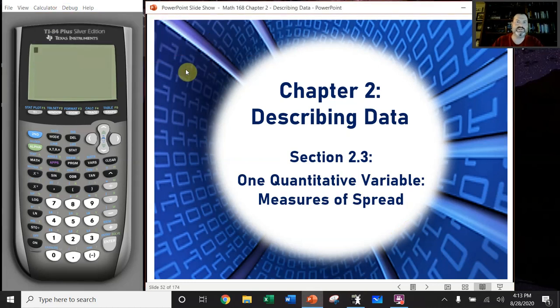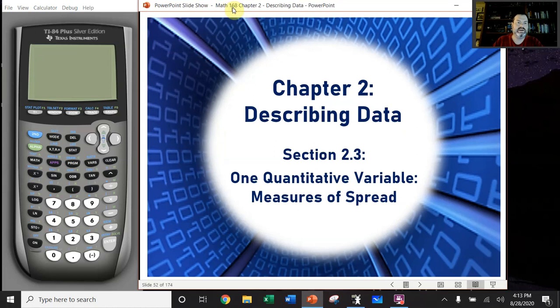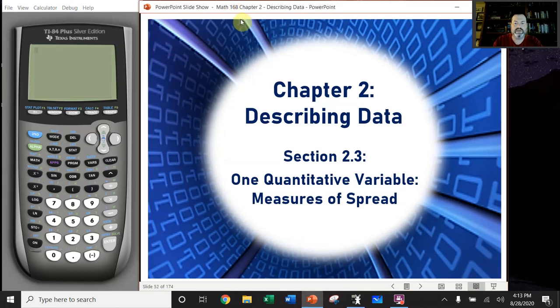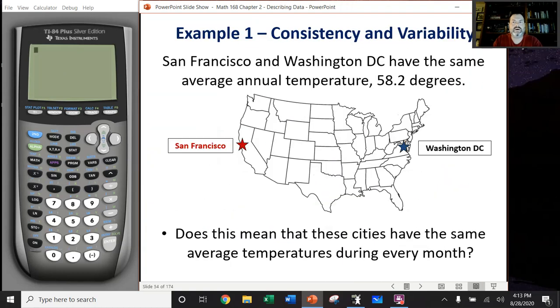So we're going to do section 2.3, and 2.3 is a continuation of the previous section. So 2.2 and 2.3 are really like one big section just chopped in half. So we're going to keep going with a lot of the stuff that we've talked about so far. So we're still doing quantitative variables. We learned about the mean and the median, and now we're going to learn about what we call spread, which is variability.